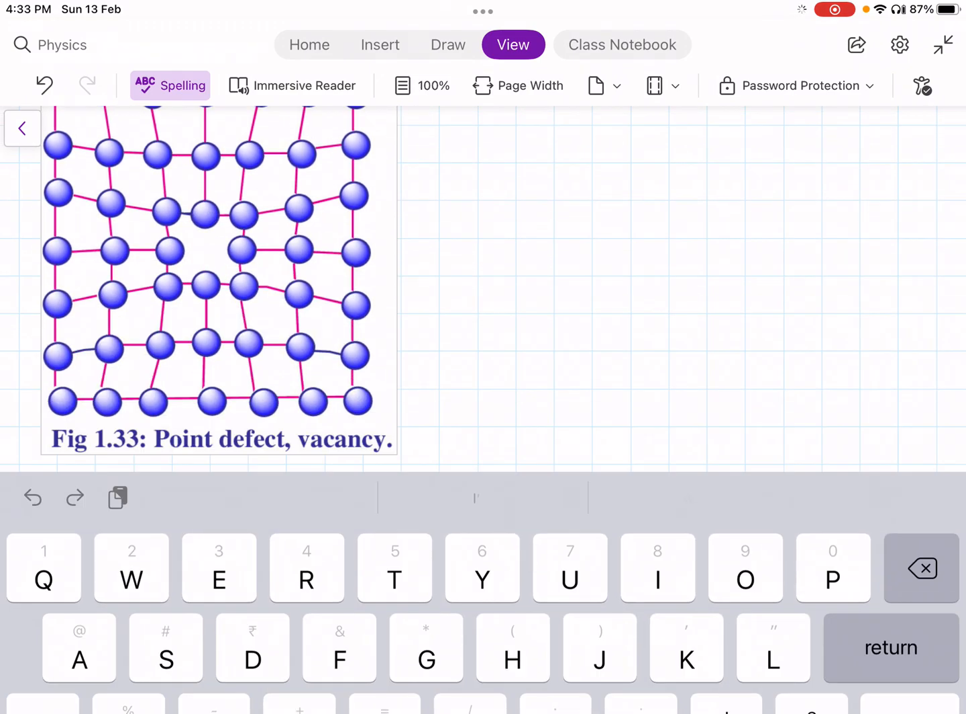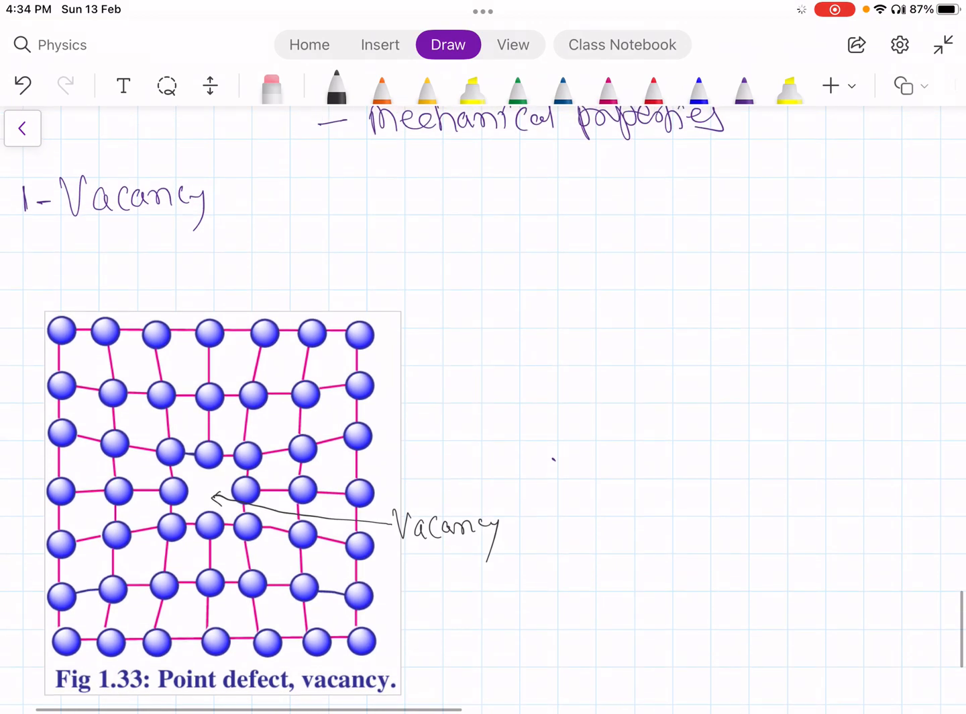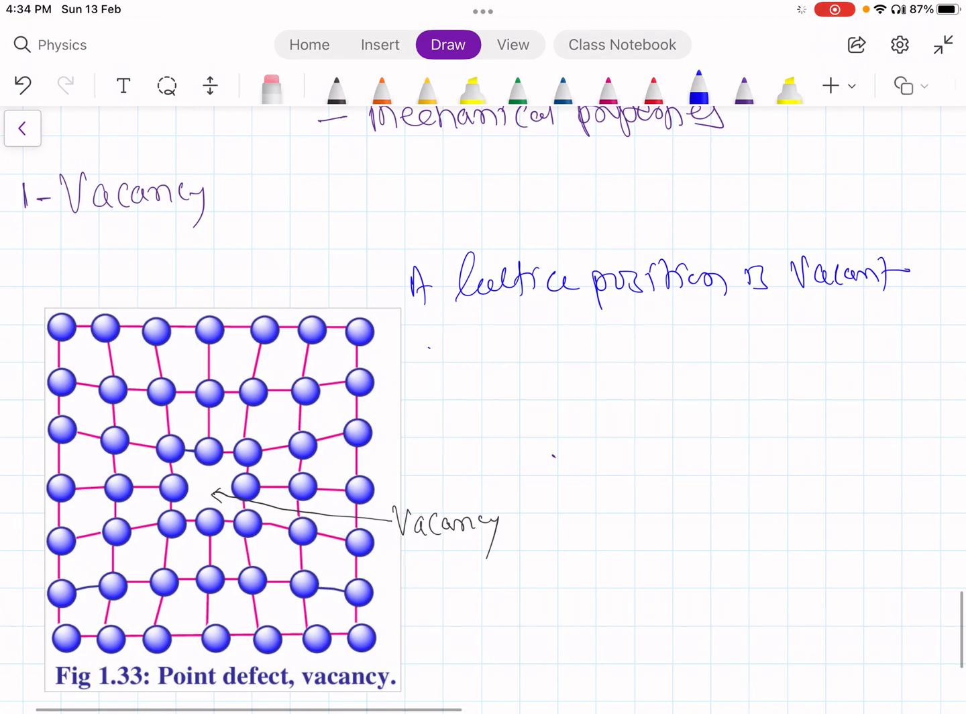As you can see in this diagram, there is a vacancy at this position. Here, there is a vacancy, that is, one atom is missing. So, vacancy defect is nothing but the lattice position is vacant. In this case, a lattice position is vacant, or you can say an atom is missing from that position.